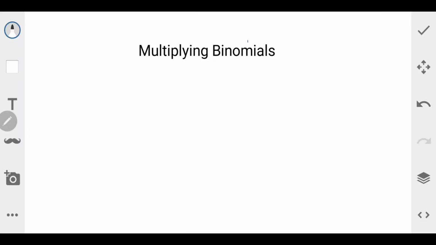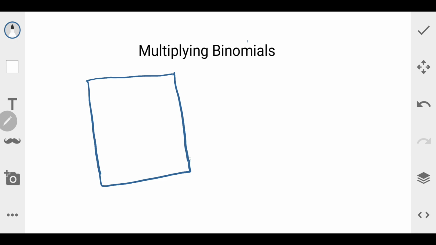Hello everyone, in this video we'll be talking about multiplying binomials. So the first thing that I want you to do is draw the following figure. Please use your notes to draw this. We did this before, so I think you already know what to do.